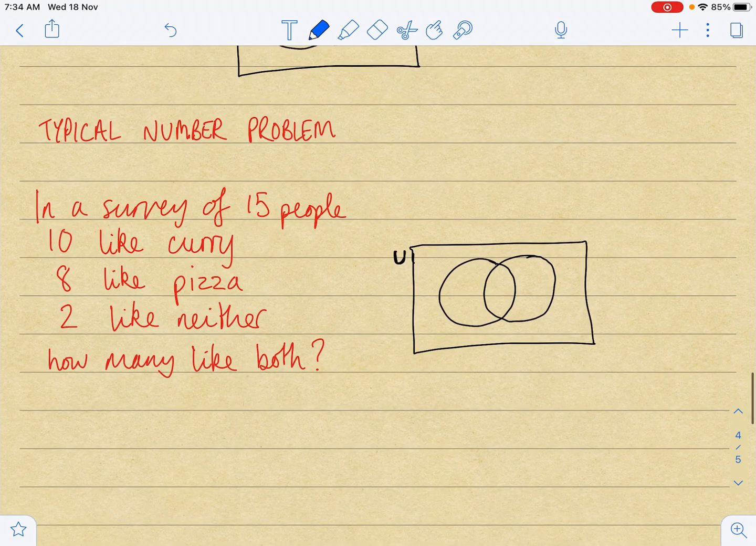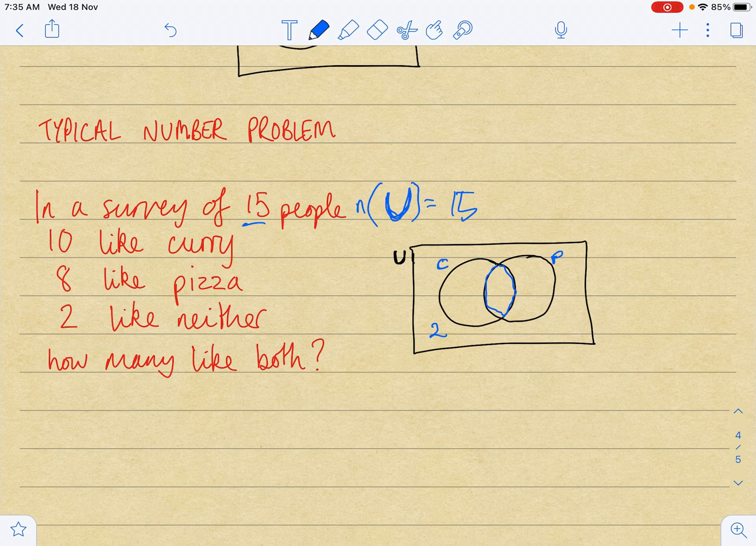All right, here's a typical number problem where it can be very difficult to work out what the intersection of A and B is if you're only given certain bits of information. So here we've got a survey of 15 people. So my universal set is 15 people. 10 like curry, well, let's call this a C here for curry, but P here for pizza. 8 like pizza. And 2 like neither. Well, neither is outside, so that one I can just put number 2 straight in.